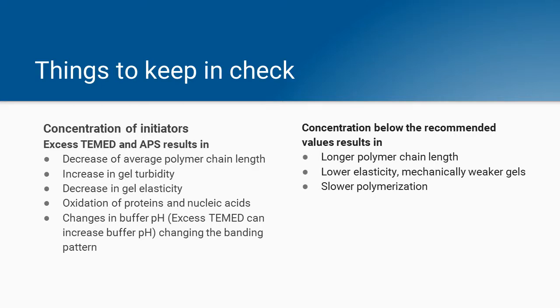If you are using TEMED and APS below the recommended value, then what will happen? Longer polymer chain length will be there, but there will be lower elasticity, and whatever gel you will get, it will be mechanically weaker. It will be more fragile, and the polymerization process will be slow. Of course, TEMED is a catalyst, APS is the free radical source, and if you are using it in low concentration or below the recommended concentration, of course your polymerization will be very slow, and more probably it will not happen.